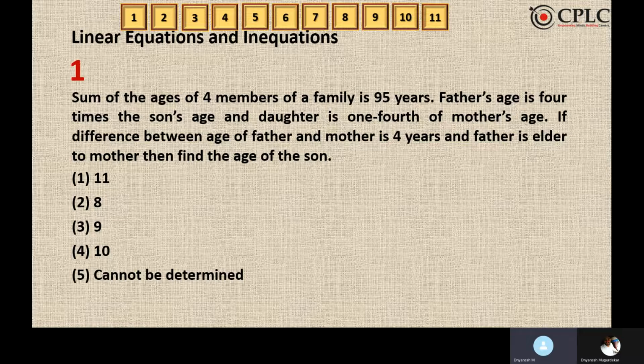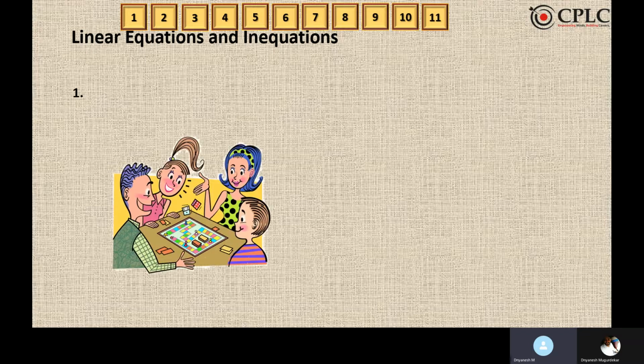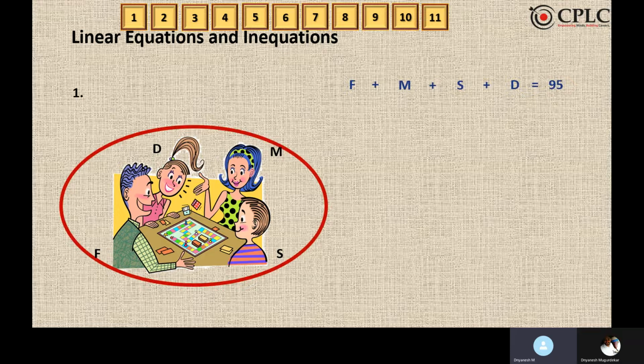The second part that you need to understand is the age of the son. The age of the son is what we are supposed to find. There are four variables, so try to convert the other three in terms of son only. Now, how do we do that? Four members, let's assume their ages. Father's age is F, daughter's age is D, mother's age is M, and son's age is S. And the sum of the ages of all four people is 95. So that is the first equation.